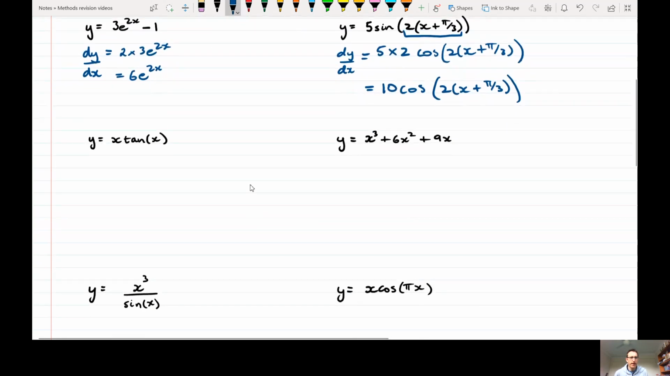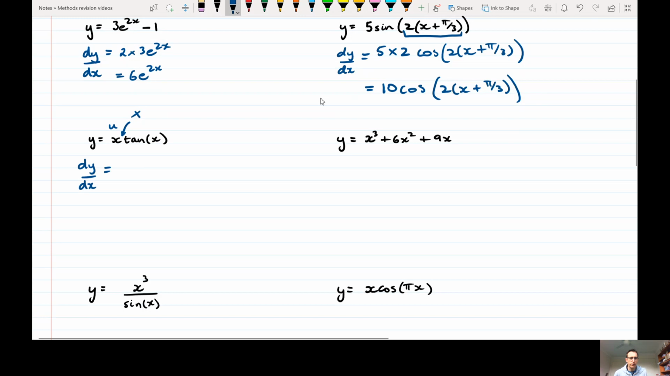So you're left with 10 cosine of 2 bracket x plus pi on 3, like that. The next one, we have x and tan x. Now the temptation is just to do derivative of that is 1, derivative of that according to up there is sec squared x, and you're done. Problem is we have a multiplication between those two, so you cannot do that. Given that there is a multiplication, we must use the product rule.